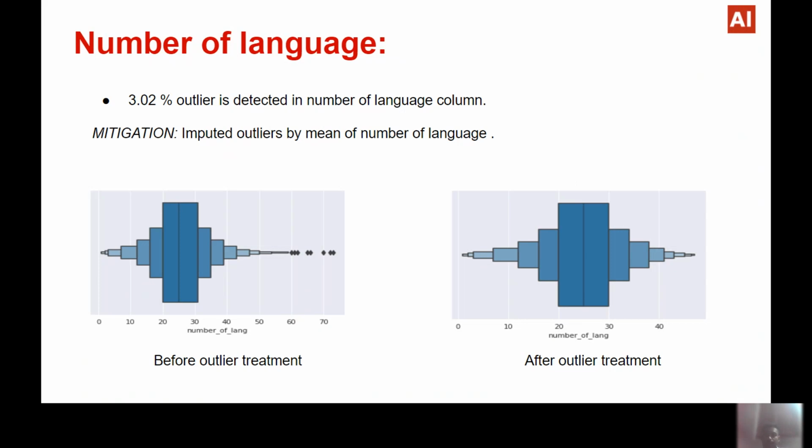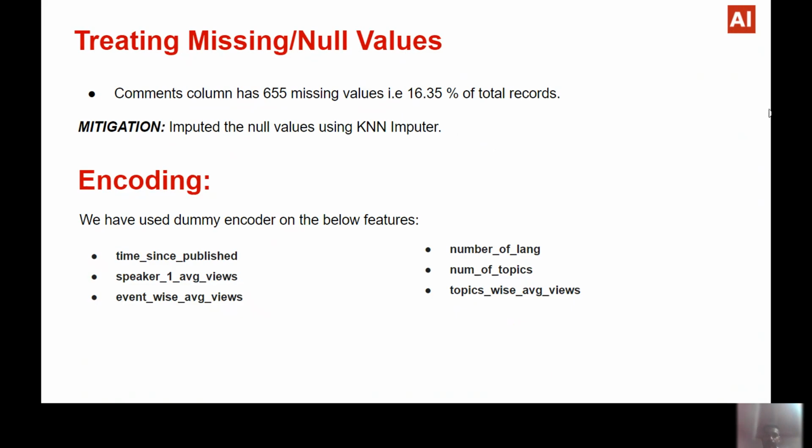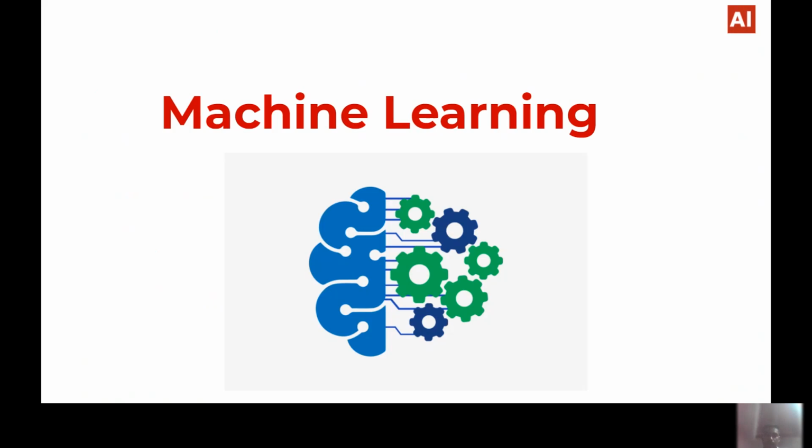And for treating missing values, we applied KNN imputer. The comments column has 655 missing values. We applied KNN imputer and removed the missing values. Moving further, we applied a few encoding techniques also. We applied encoding techniques for the time since published column, speaker 1 average views column, event wise average views column, topics wise average views column, number of topics, and number of languages.